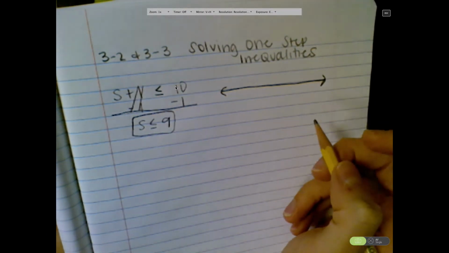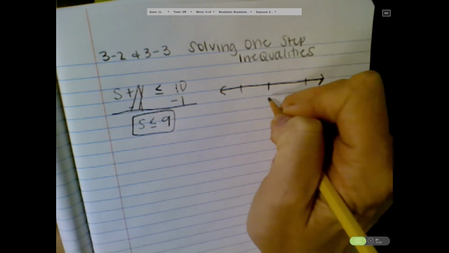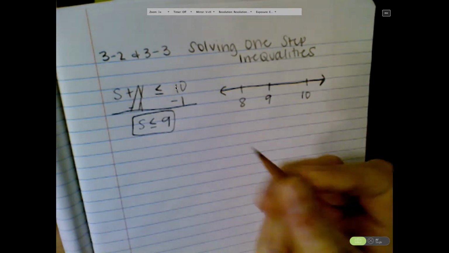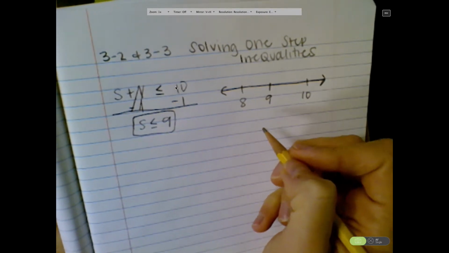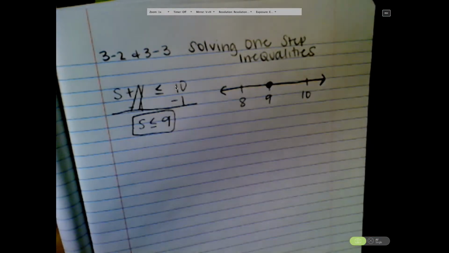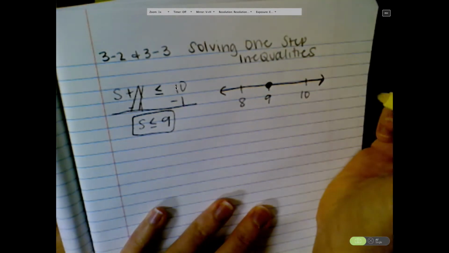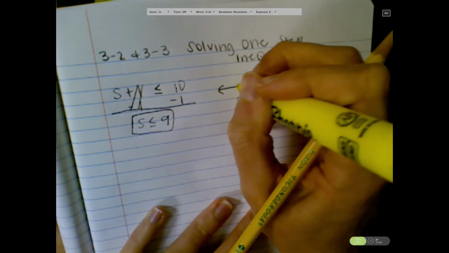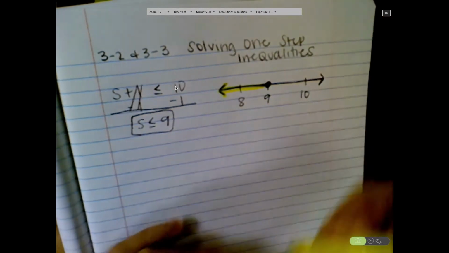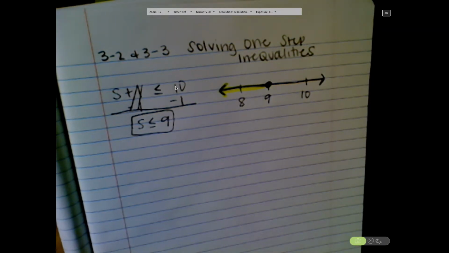So remember, on your line graph, you just need 3 points. What sort of circle should I put on 9? Closed. And then if you have a highlighter, you can use it to show which way your arrow should point. Left. So this now shows that s includes all the numbers that are less than or equal to 9.